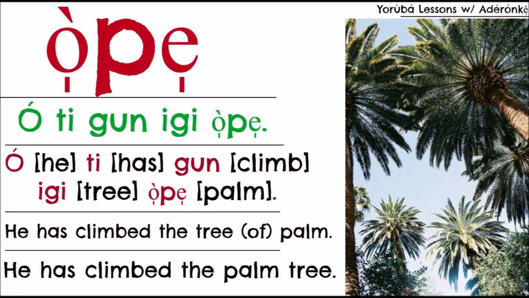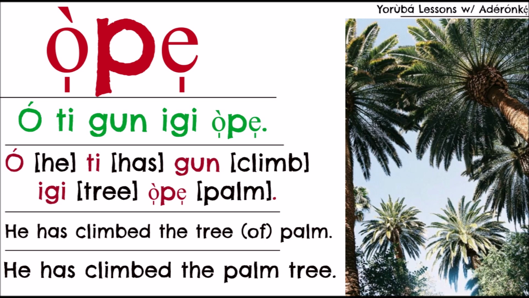Igi is tree. Doesn't have to be a tree. It could be a stick, it could be wood, as long as it was gotten from a tree. Anyway, igi is tree. Okpe is palm. And I said it's not applicable to the palm of the hands. The palm of the hands is atelewo, so that's completely different.